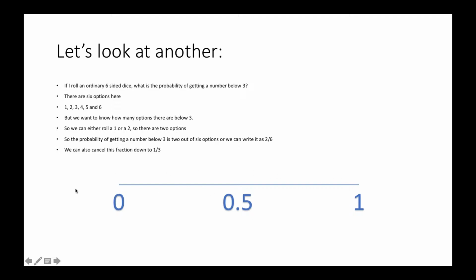Okay. Now a third is written as 0.33 recurring. And it's kind of like a third of the way up the line. So like 1, 2, 3. Probably not the best written, but you know what I mean. So that is the probability of getting a number below 3.